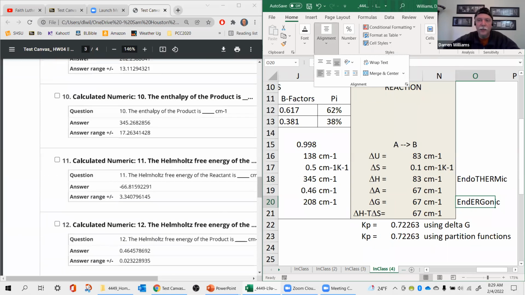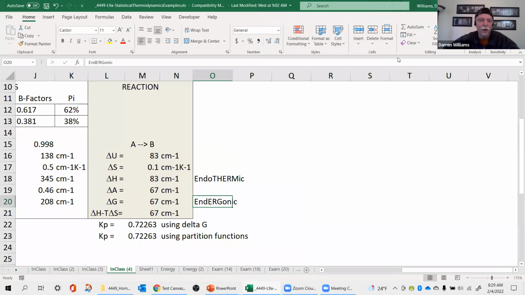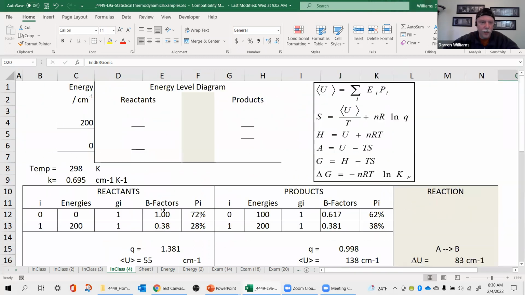Now, let me show you on Excel other modifications that you might see in these kinds of problems. So what if we had, so this problem for the homework was in wave numbers, right? Look at our energy level diagram. It was in wave numbers. Let's just do another one with wave numbers, only this time look at the products. They have the same ground state as the reactant, but now the higher energy level has dropped down.